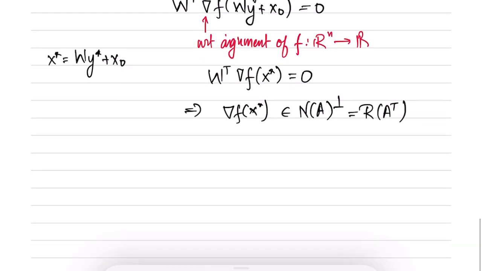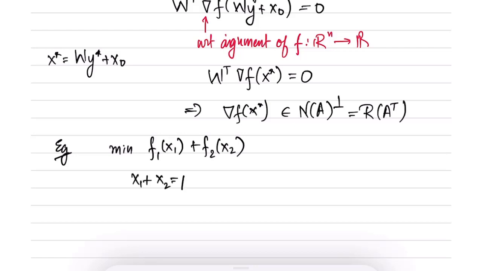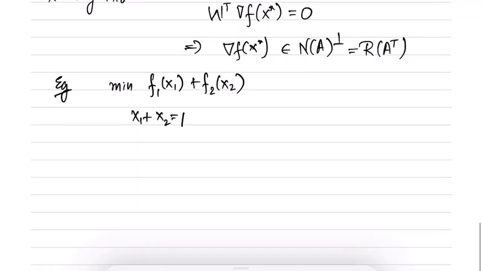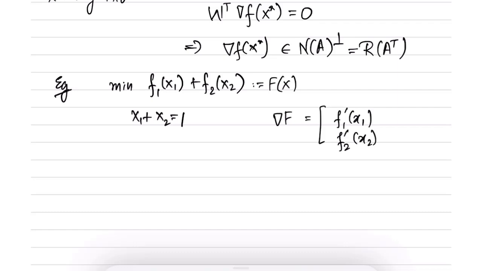In fact, let's look at a very simple case just to get a feel of what we are talking about. So let's consider the problem: minimization of f1(x1) plus f2(x2), subject to x1 plus x2 equal to 1. So here x1, x2 are scalars. In this case, you can see that if I define this as f of x, the gradient of f would be given by f1 prime of x1 and f2 prime of x2, right? So I've differentiated both of them and stacked them.